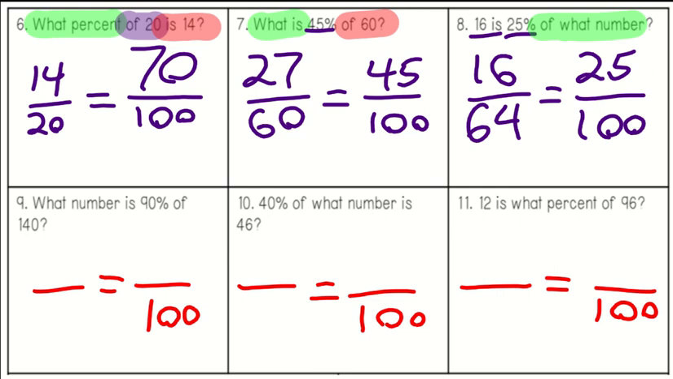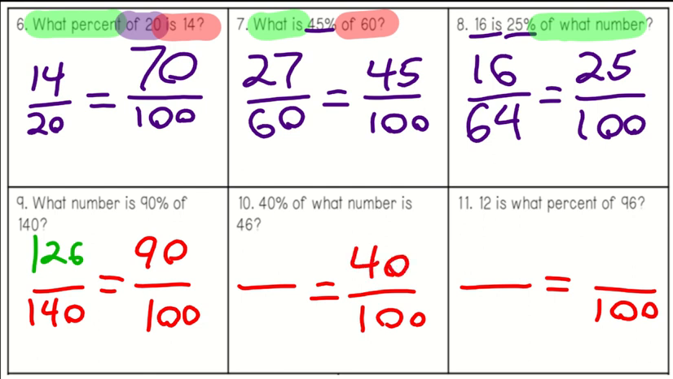All right, number 9. Lily, what'd you get? 126 is correct. So it says, what number is 90% of 140? So we cross multiply, we divide, we get 126. All right, number 10, Chastity. 115's correct. This one's saying 40%, so 40 over 100 of what number is 46. And like she said, that's 115.